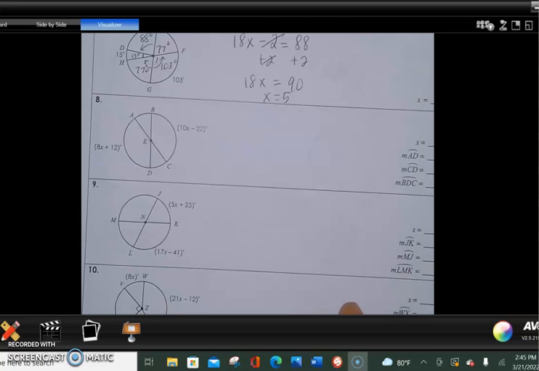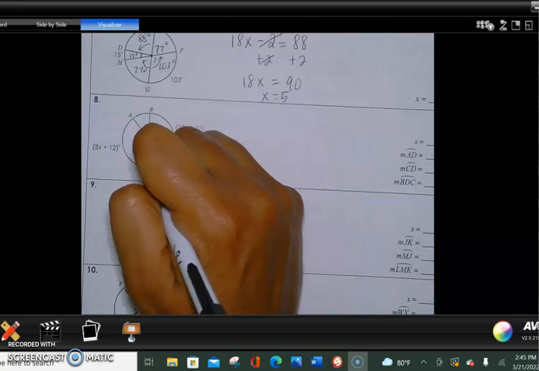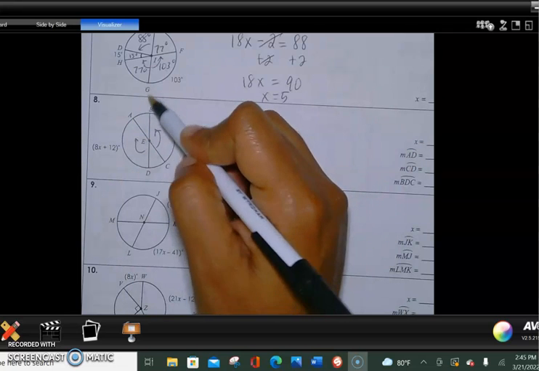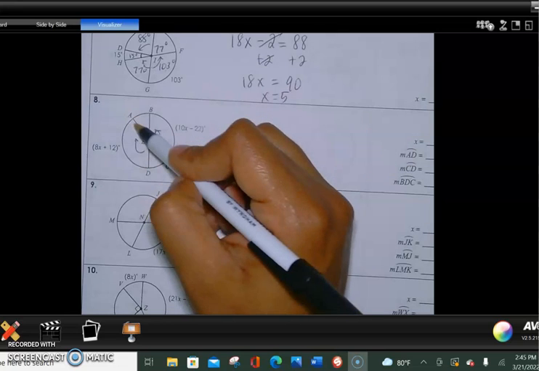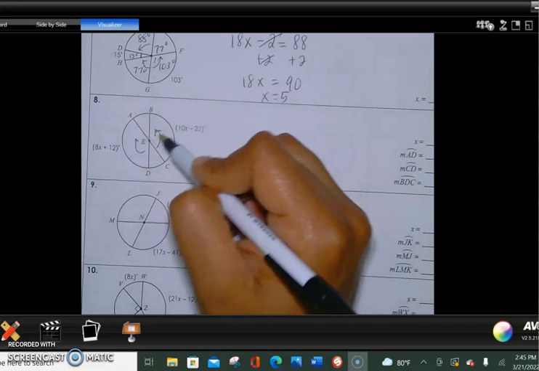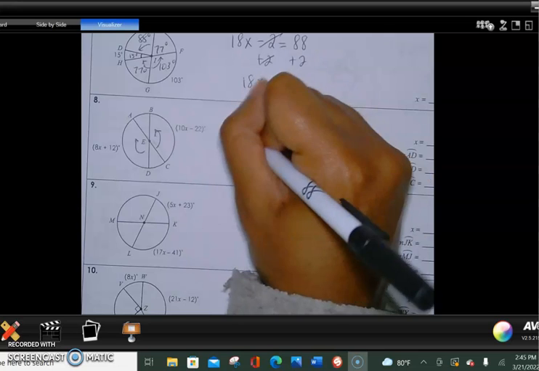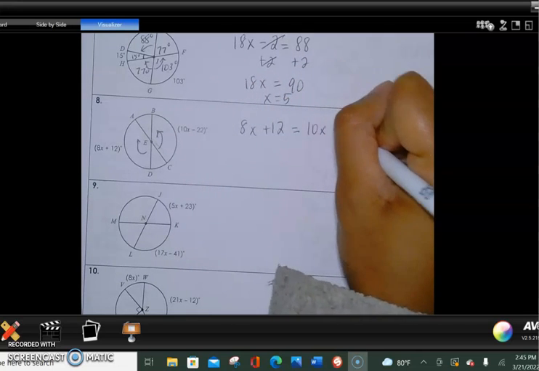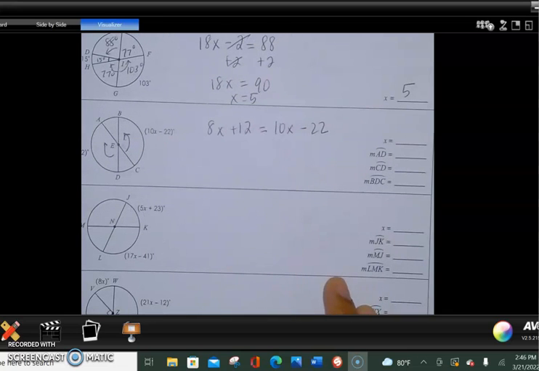Okay, this one. What happens if they don't give us any numbers, right? Well, I can tell you right now, this one right here and this one right here, they're vertical angles because, again, you got two intersecting lines going through the center. These two are equal in value. So I'm going to take the 8x plus 12, set it equal to 10x minus 22 to solve for x.